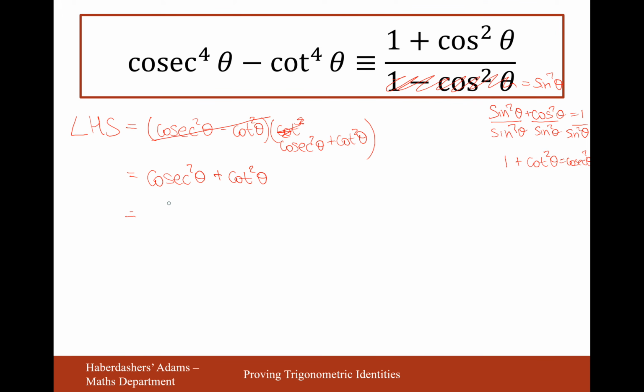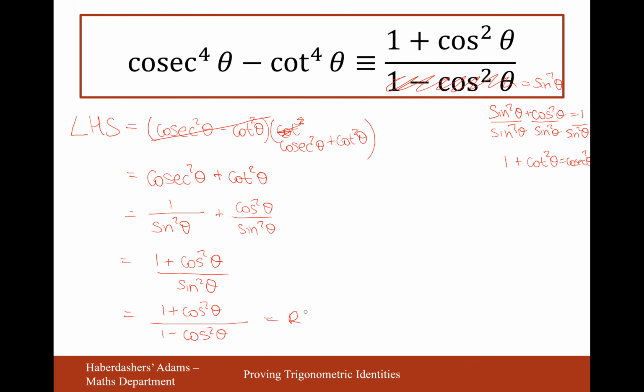What I'll do then, first of all, is I'll convert these into their 1 over. So it's 1 over sine squared plus cos squared over sine squared. Okay, well they both have a common denominator, so it's now going to turn into 1 plus cos squared over sine squared. Hey, this is exactly what I was just talking about up the top. So coming back up to the top, I can now rearrange sine squared into 1 minus cos squared, because that's just something that I've remembered from sine squared plus cos squared equals 1. So it's 1 minus cos squared theta, which is equal to the right hand side.